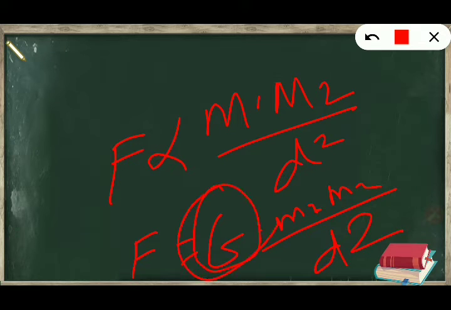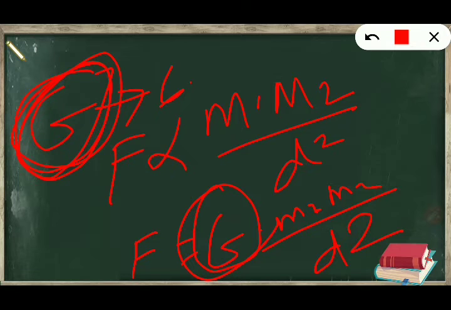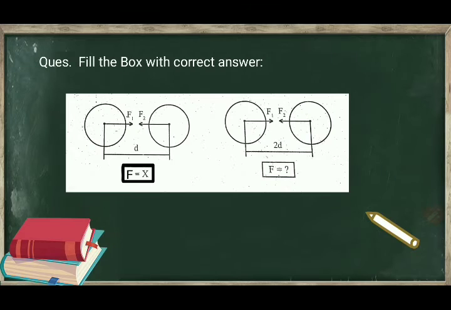So what is this G? This is the constant of proportionality, known as the universal gravitational constant. The value of this is 6.67 into 10 raised to minus 11 Newton meter square per kg square. So this is the universal law of gravitation.